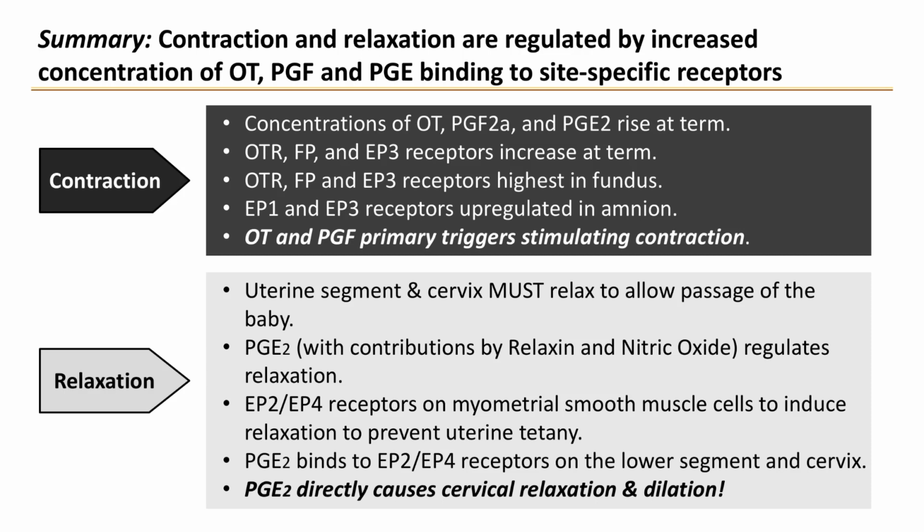We also know that nitric oxide being produced in large amounts from the uterine arteries also helps with the relaxation effects occurring during parturition. We also know that binding of PGE2 with the EP2 and EP4 receptors is absolutely critical, and this will cause cervical relaxation and dilation.